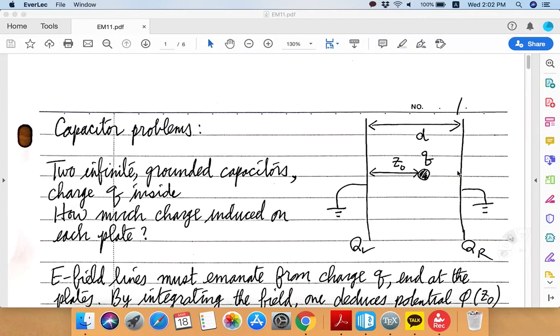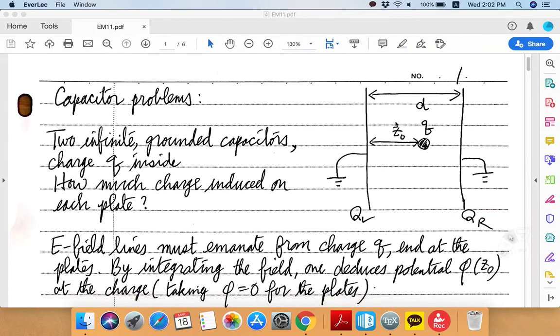So today we're going to make a pragmatic and concrete application of that idea, and try to find a solution to the following question. Here we have two infinitely large capacitor plates, and they're both grounded, which means that their potentials are both set to zero. And then you insert some point charge somewhere in the middle between the two plates at a distance z0 from one of the plates.